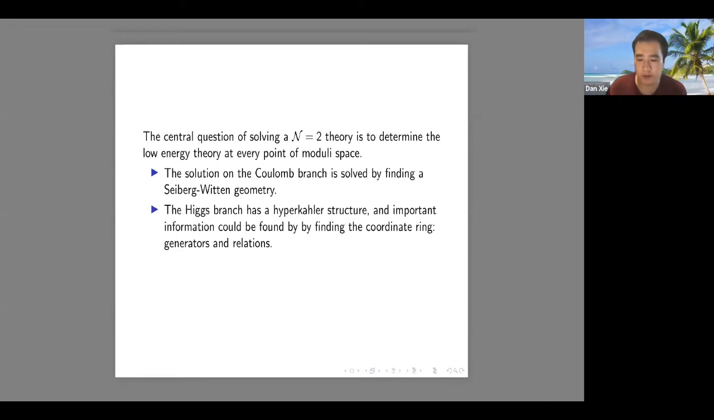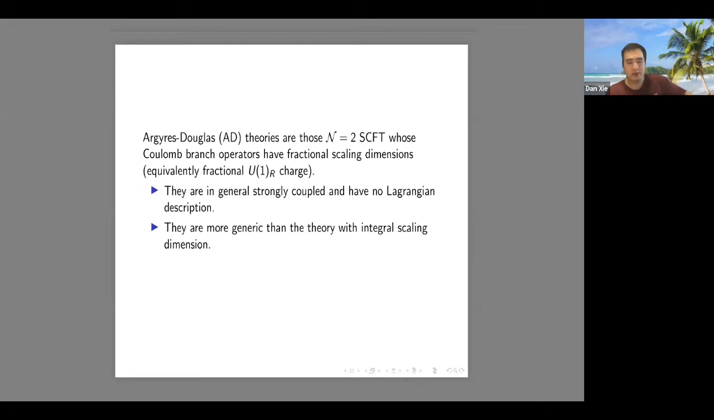Of course, we'd like to find the metric on it, but in general, that's too difficult. But the important information could be found by finding the coordinate ring of the hyperkähler manifold. For example, it will be useful to find the generators and the relations on this branch. Okay, so above is a gentle introduction to four-dimensional N=2 superconformal field theory.